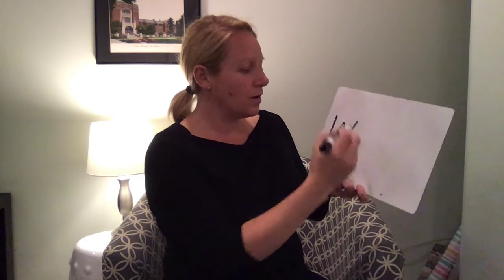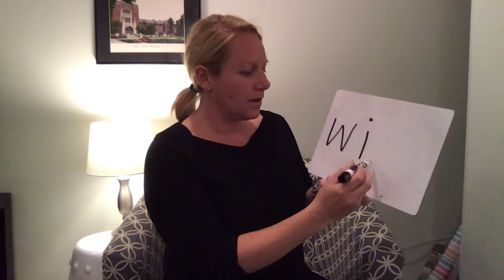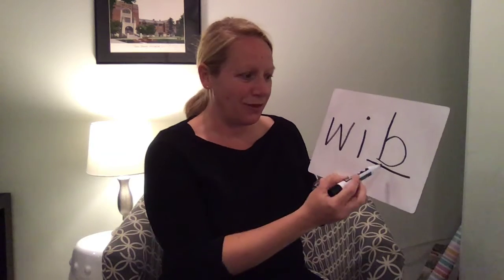I'm giving you W, I. You figure out the sound at the end. Wib. We'll do it together in 3, 2, 1. W, I, B. B, bat, B. B goes there. Wib. Make sure it's written the right direction too. Okay? Here's our next one.